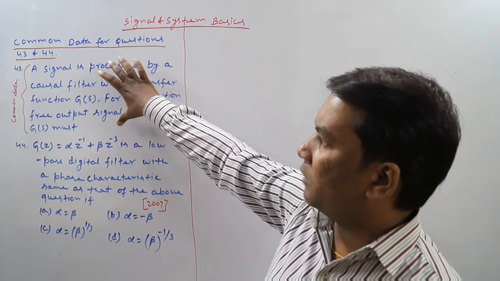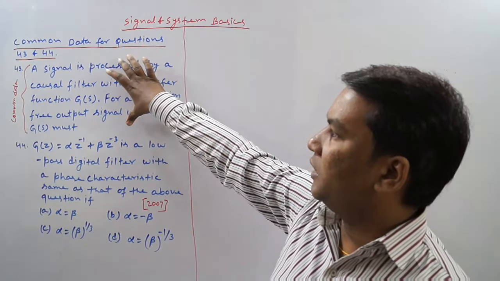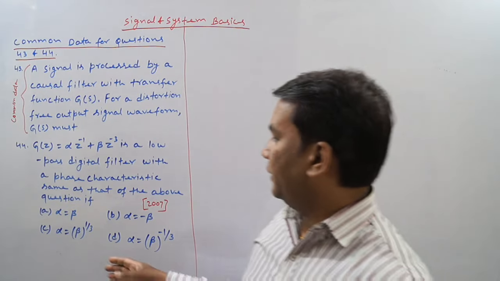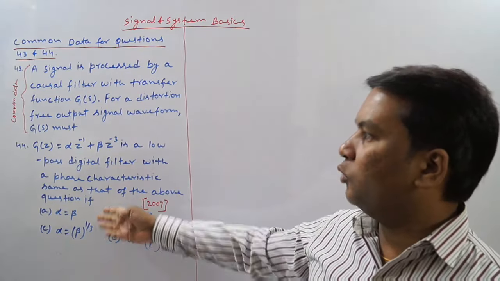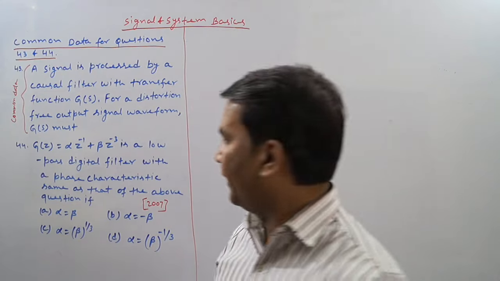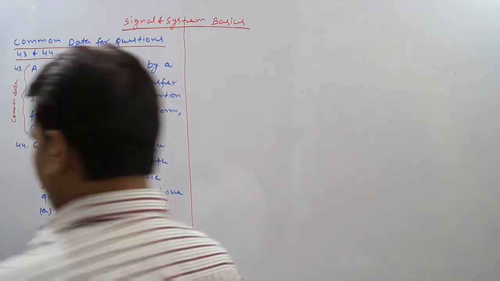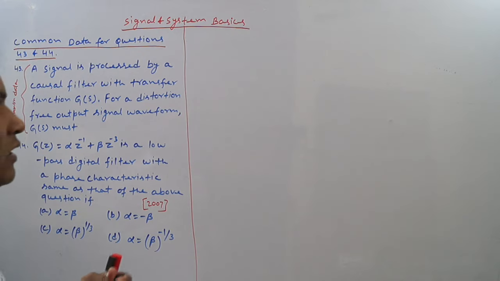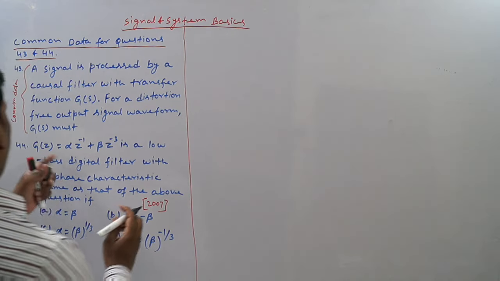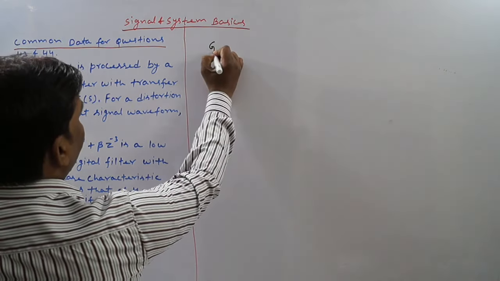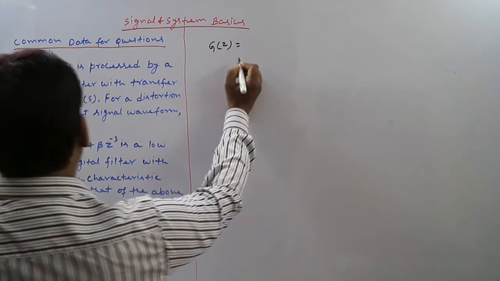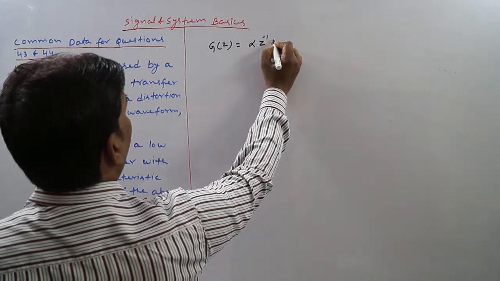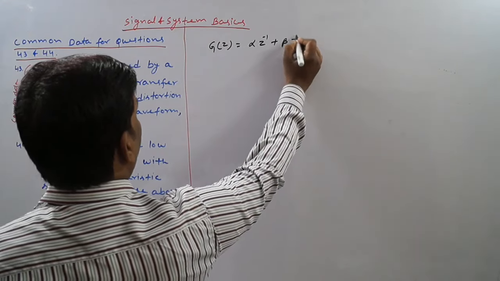So that's why I have not erased the question number 43, because the same characteristic is used for question number 44 also. Okay. So here question number 44 is, it is given that the digital low pass filter G(z) is given as alpha z to the power minus 1 plus beta z to the power minus 3.